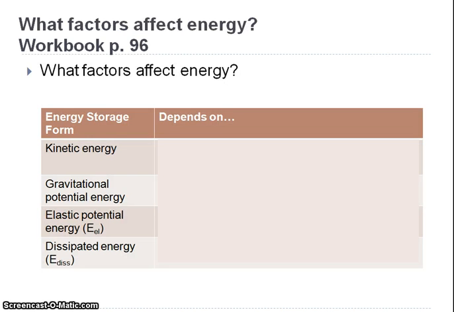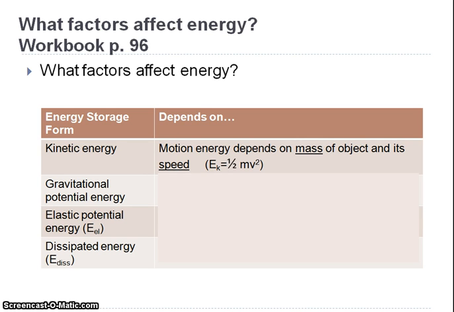So in one class we had time to go a little bit further, but in the other class we didn't. So just a reminder that kinetic energy depends on a couple of factors. It depends on the mass of the object and how fast the object is moving, its speed. And we're not going to actually have to use this equation at all, but if you have trouble remembering what factors affect kinetic energy, you can think about 1/2 mv squared, and you can see that the velocity plays a bigger role in that motion energy than the mass does because it's squared.